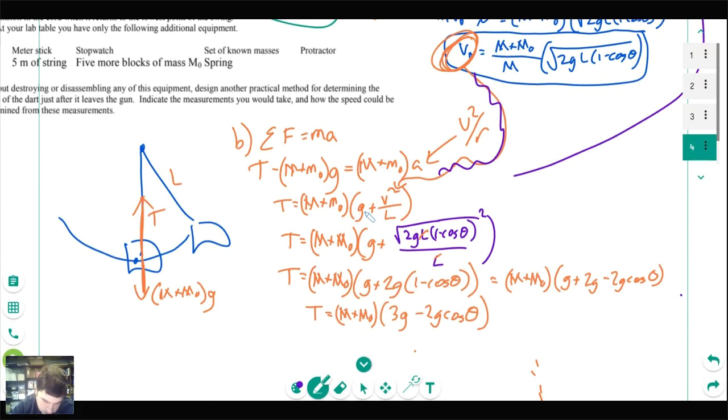But this is good enough for me. Let's not move or simplify, although it's not that hard to do that last step. This is perfectly fine for an answer. We don't need to go any further in that.